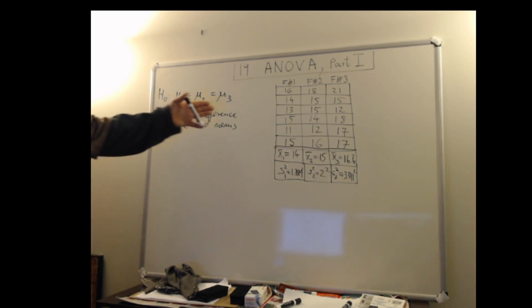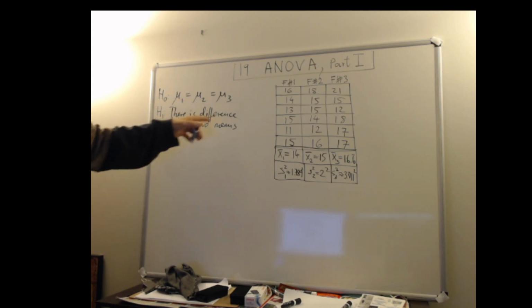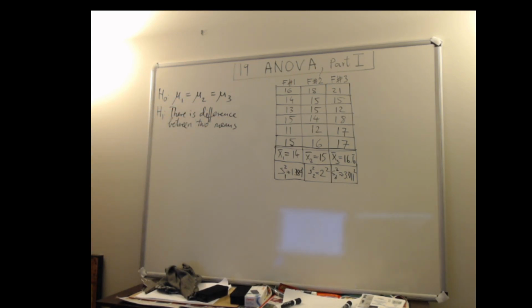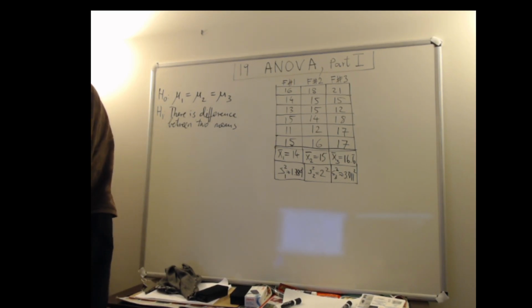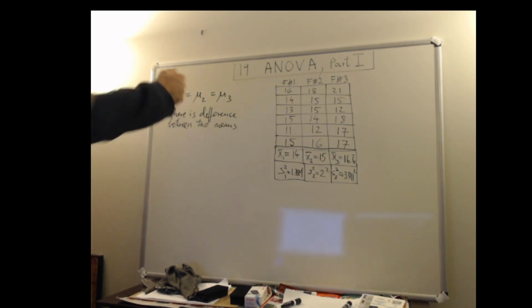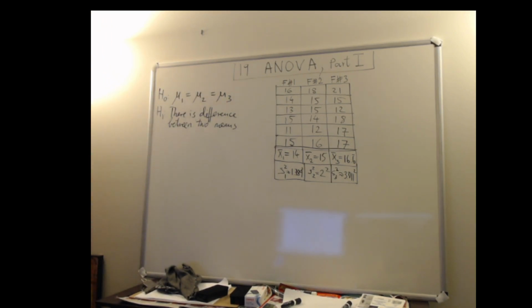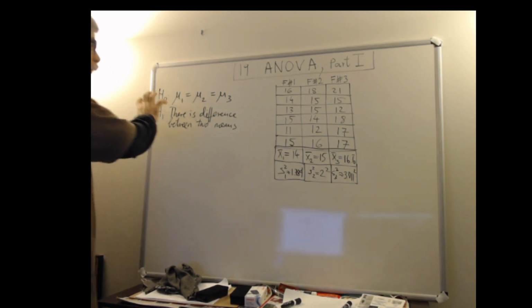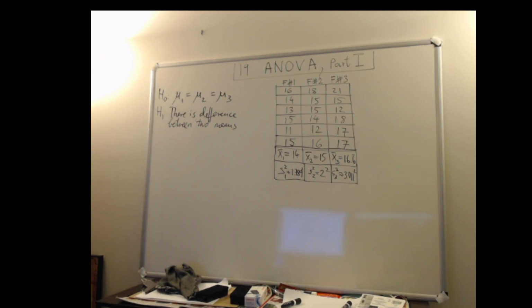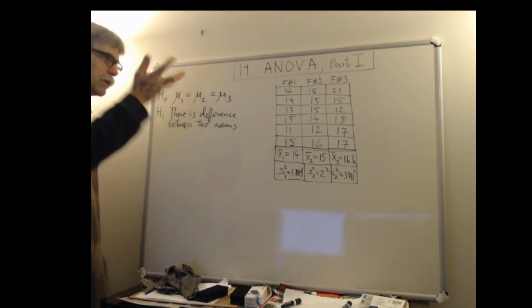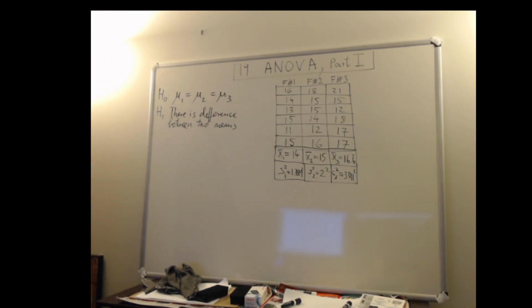So you can just simply write verbally. There is difference between 2 means. Which 2? We don't know. And ANOVA will not tell you which 2. Okay? Even if you succeed to reject the null hypothesis, you will not have a conclusion which 2. You will only know that there is a difference somewhere. Now which 2 are different? We don't know.